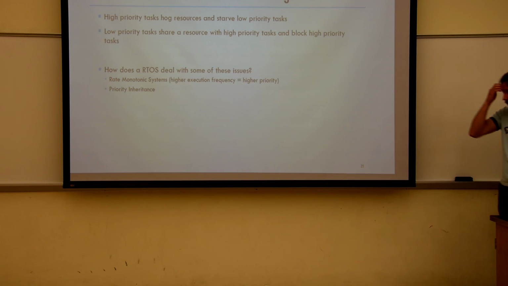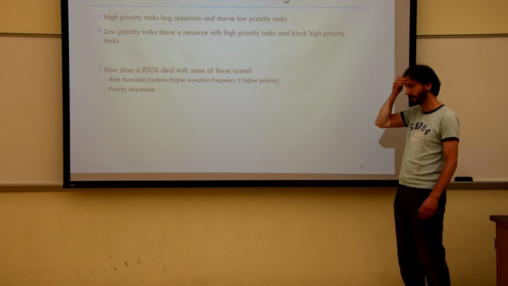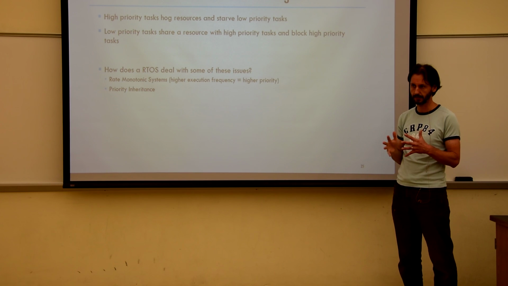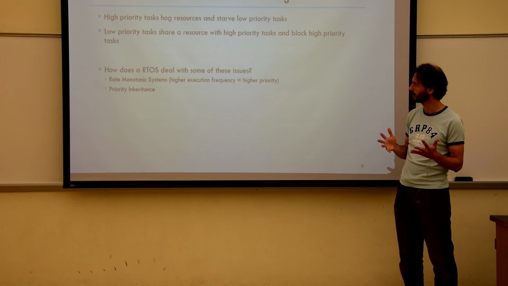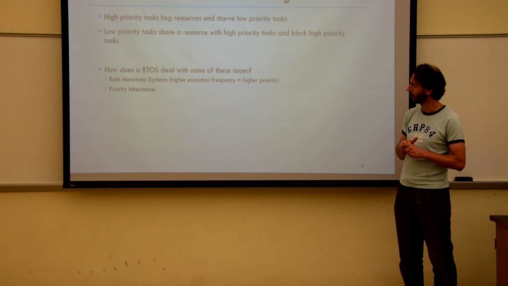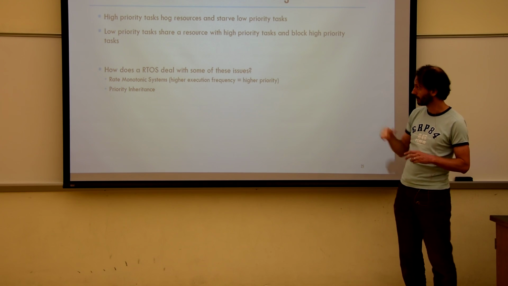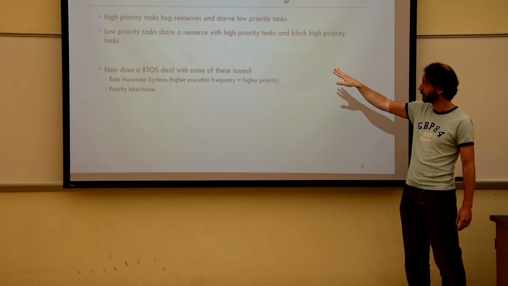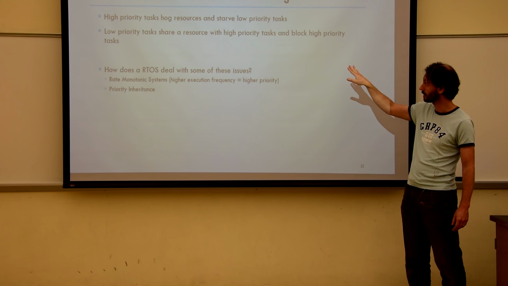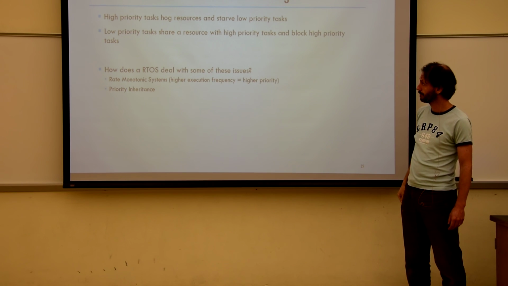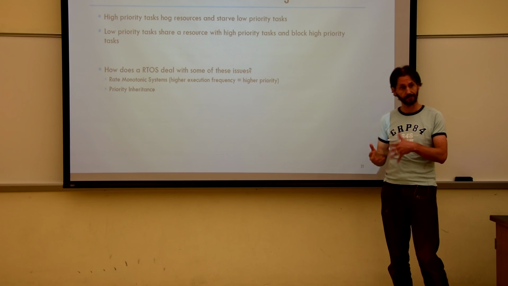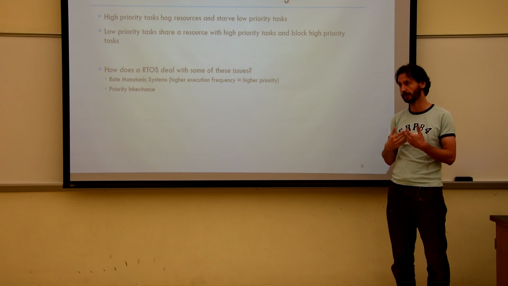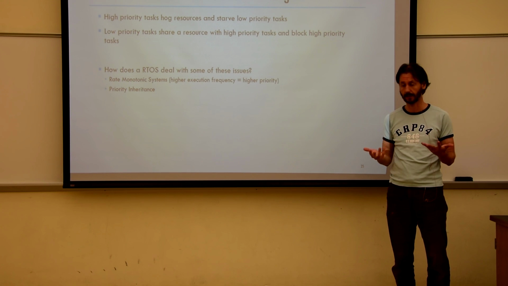So what are the problems with multitasking? Well, of course, the advantage is that you now can really assign priorities, which is super important. But a high priority task can hog the resources and starve low priority tasks, because the low priority tasks never have a chance to really start executing if only those high priority tasks are being called all the time.